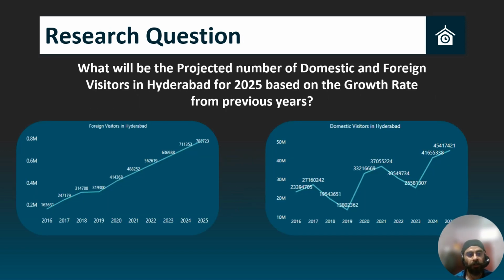So the next question is, what will be the projected number of domestic and foreign visitors in Hyderabad for 2025 based on the growth rate from previous years? So for this question, I used time series forecasting using the statsmodels library, and the model that I trained on was SARIMA because the time series had seasonality and trend. More on this would be in the GitHub repository link that I will be attaching in this post, so you can find that. With that, we will move on to the insights and recommendations of this question.